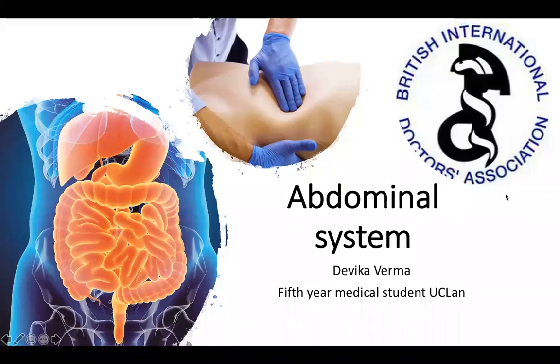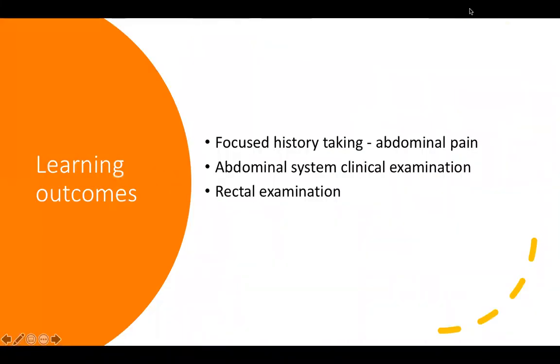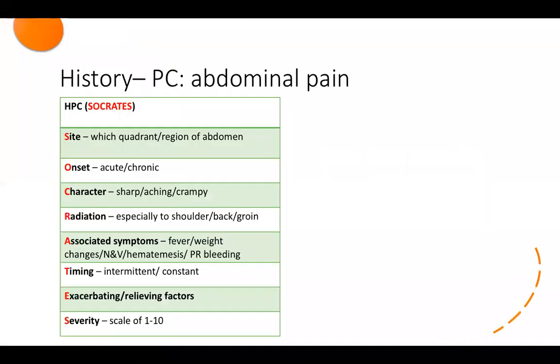Let's get started. So the learning outcomes for today's session are a focus on history taking, which will be on abdominal pain. And then we'll discuss the abdominal system examination and a rectal examination. So starting with the history of abdominal pain, someone comes in and I'm sure you're familiar with SOCRATES.